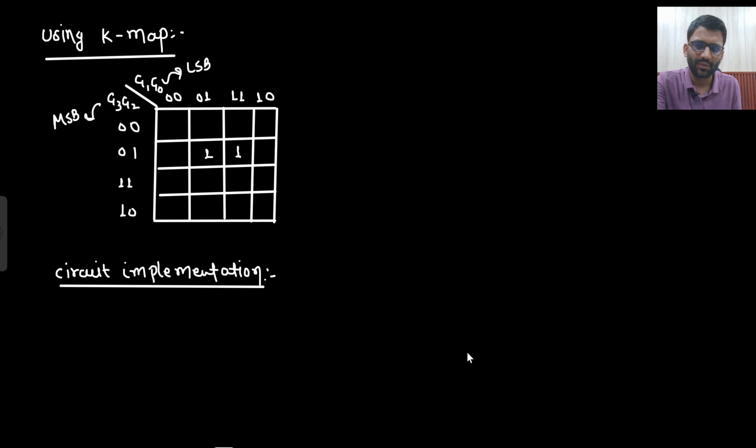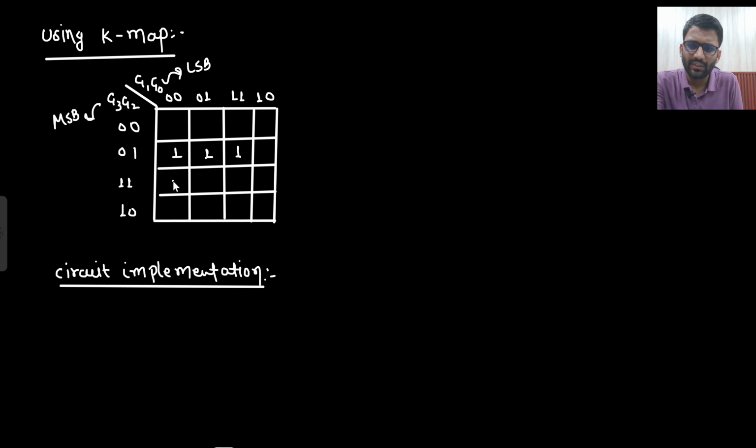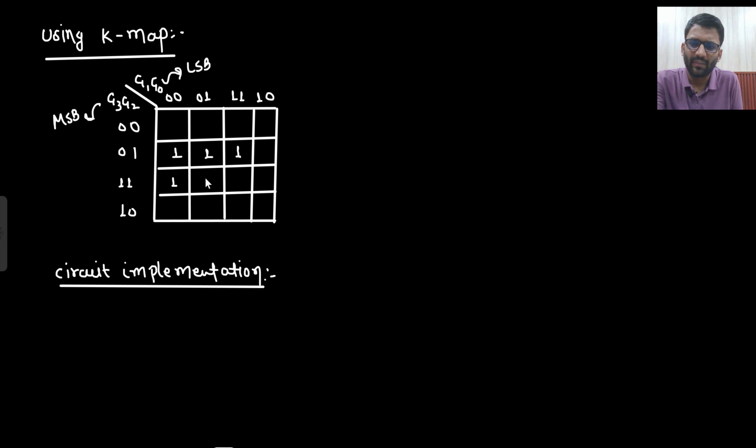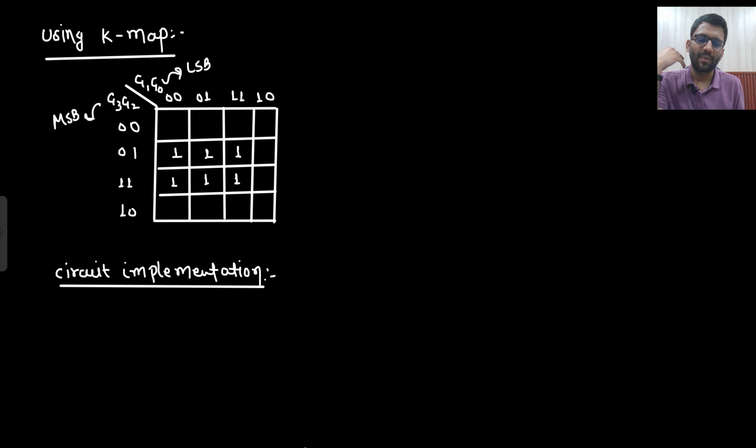0 1 0 0 0 1 0 0, this is 1. 1 1 0 0 1 1 0 0, this is 1. 1 1, sorry, 1 1 0 1 and then 1 1 1 1. So 1 1 0 1 and then 1 1 1 1. So this is what you are getting, right? This is the K-map you are getting.